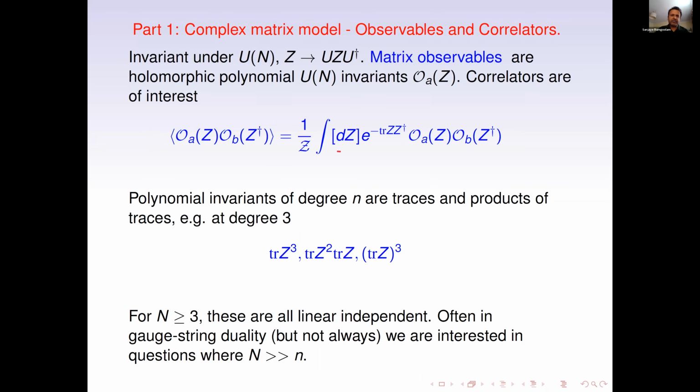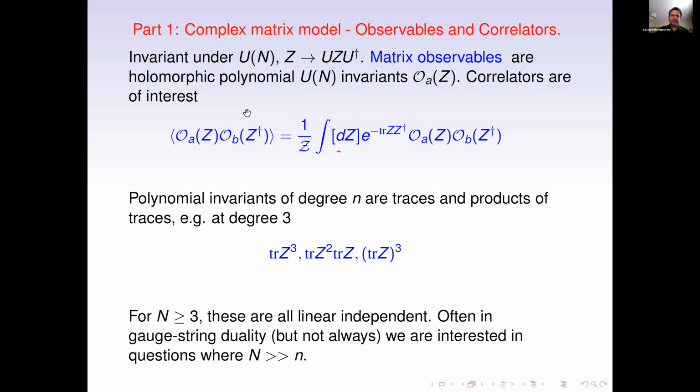The complex matrix model. So we are interested primarily, for motivations from AdS-CFT, primarily interested in holomorphic polynomial invariant functions. So you have UN invariants under this action, which are holomorphic. So there's only a Z here, not Z dagger.